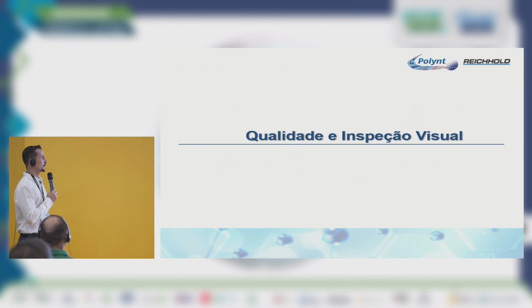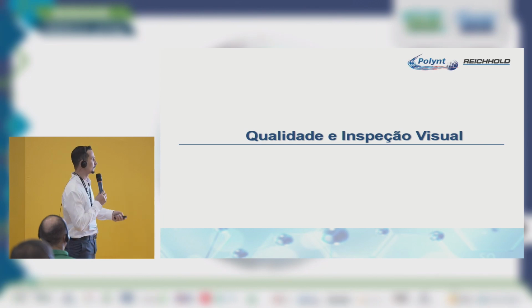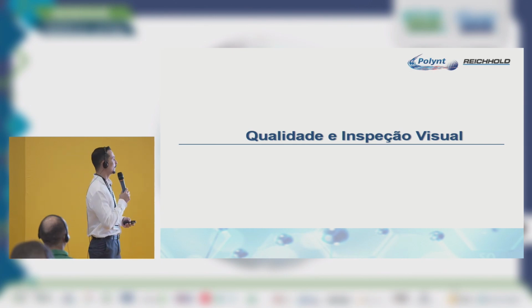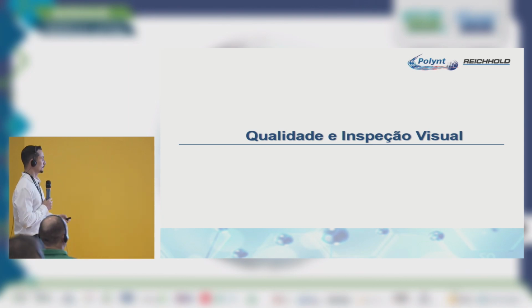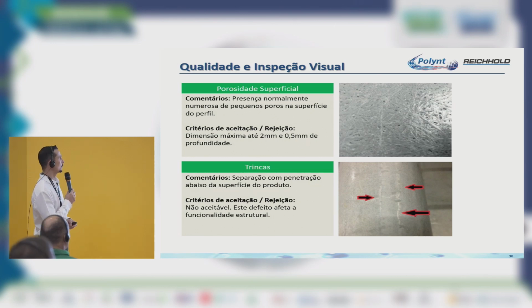And finally, quality and visual inspection. There's an ASTM standard, which helps the end client carry out a visual inspection of what they're receiving to see whether the profile is in good repair to be applied in their design. So the visual inspection covers these points, which can all be defects: surface porosity.